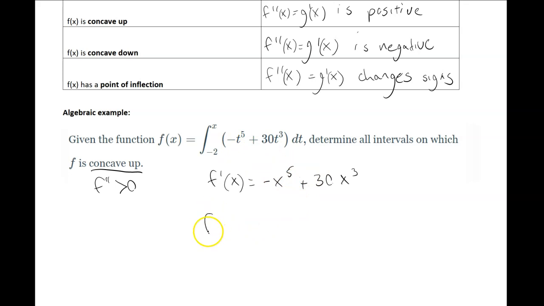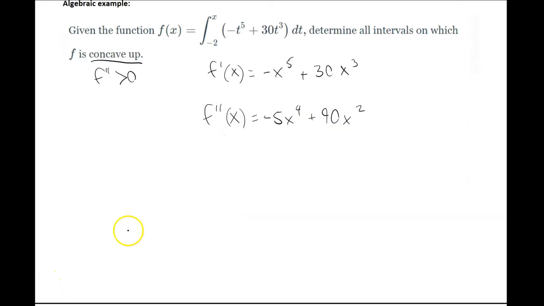And then I want to consider my second derivative, so f prime prime of x. And then I'm going to use power rule, right? So I didn't change the function before when I took my first derivative because I just canceled out the integral. But here I'll write negative 5x to the 4th plus 90x squared. I almost made a mistake there. And then I'm going to carry on, right?